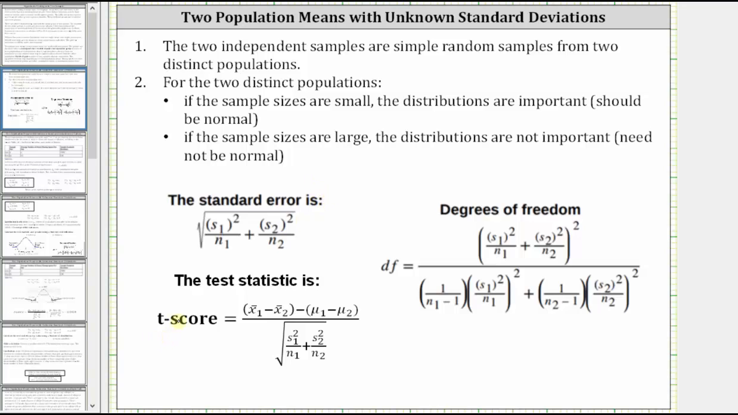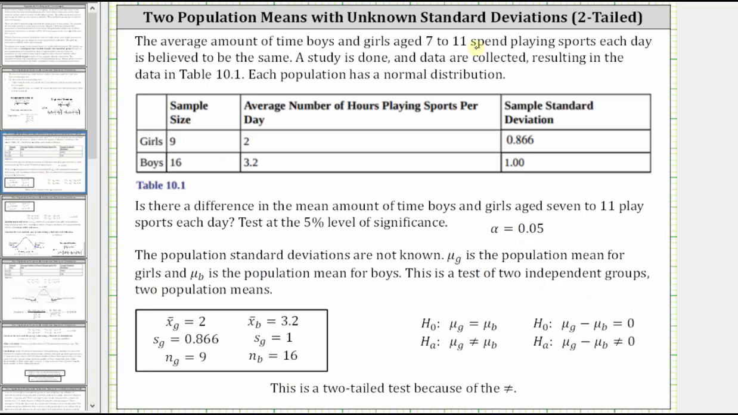Notice how the test statistic is a t-score. This is because we have an unknown population standard deviation, and here we have the formula for the degrees of freedom. Let's take a look at an example. The average amount of time boys and girls ages 7 to 11 spend playing sports each day is believed to be the same. A study is done and data are collected, resulting in the table shown below.